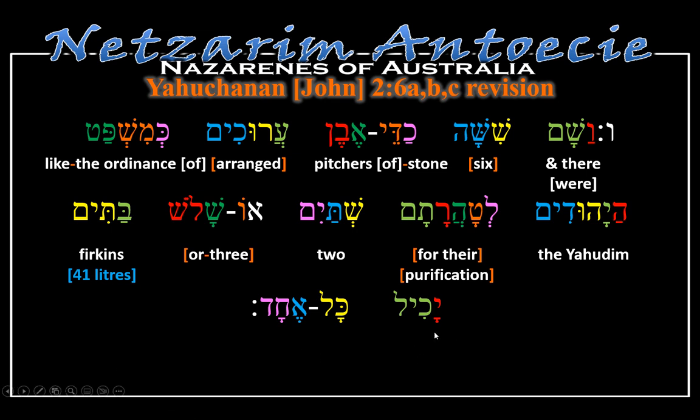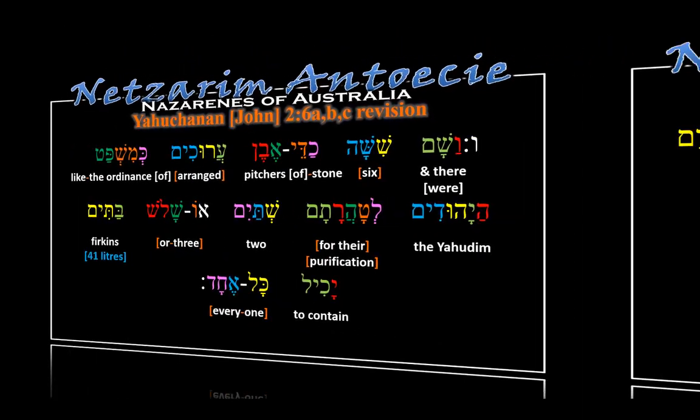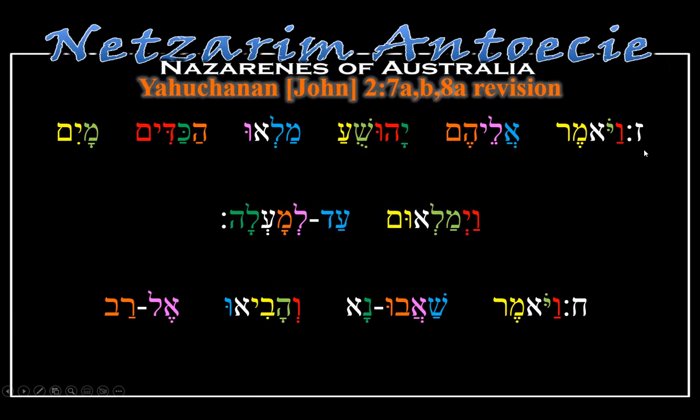And then we have Yakil to contain kol, every, echad, 1. To contain every one. And then we come to Zion, which is the 7th letter. So therefore it is value of 7.